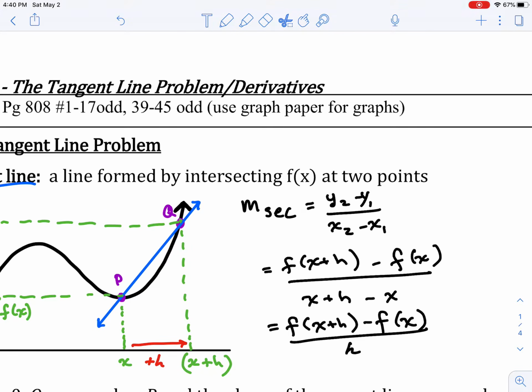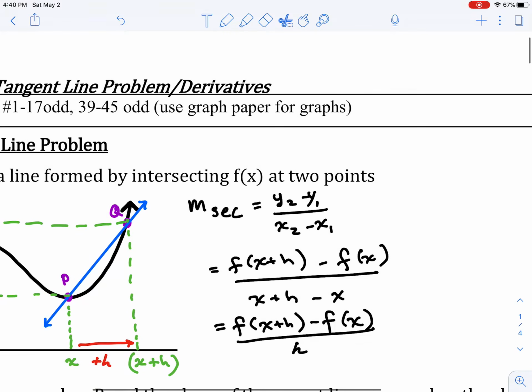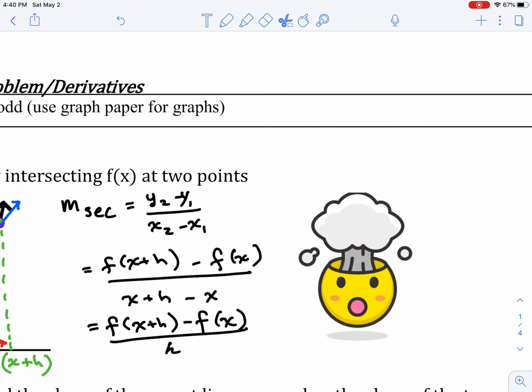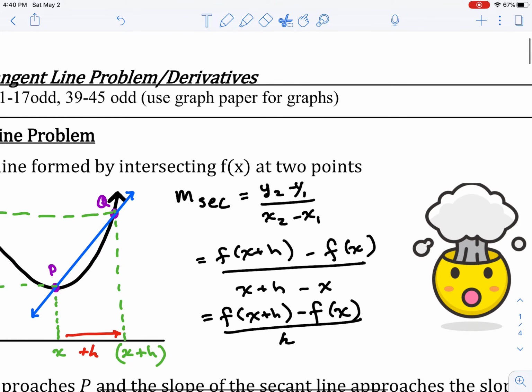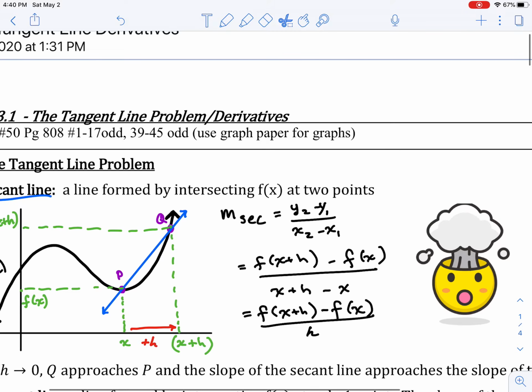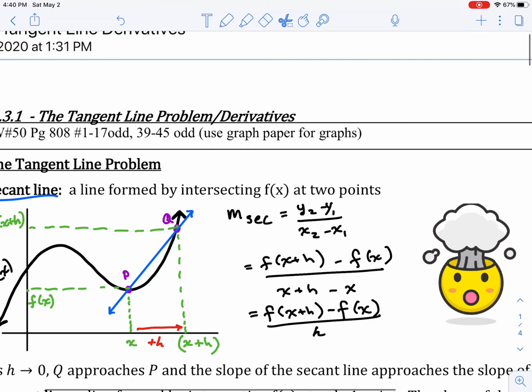Instead of using x1 and x2 and y1 and y2, we describe those points in terms of their placement in the function. And that's pretty big. I'm just going to leave this guy over here because I think that was huge. So our difference quotient is really just the slope of our secant line of our function. Well, what application does this have to calculus?